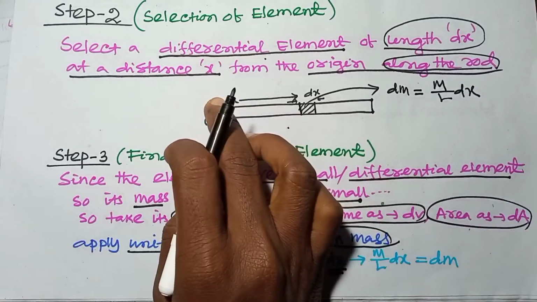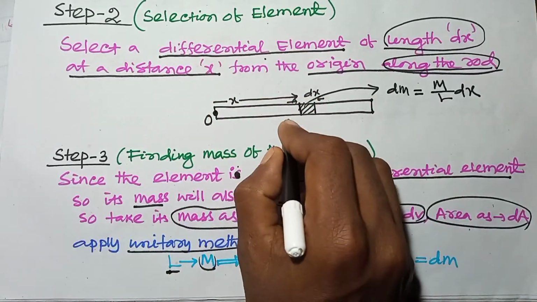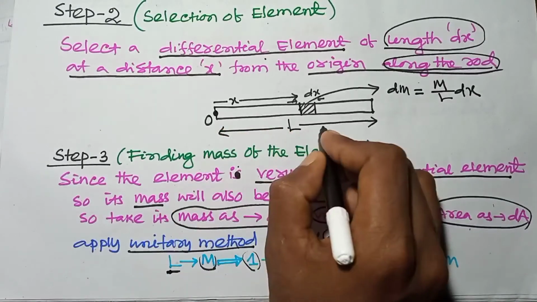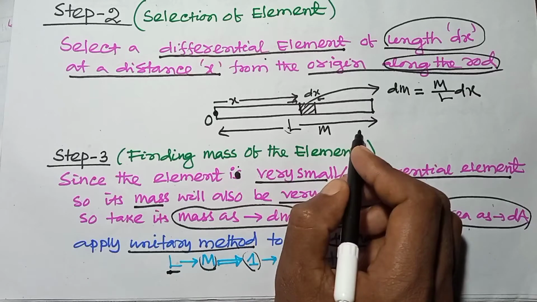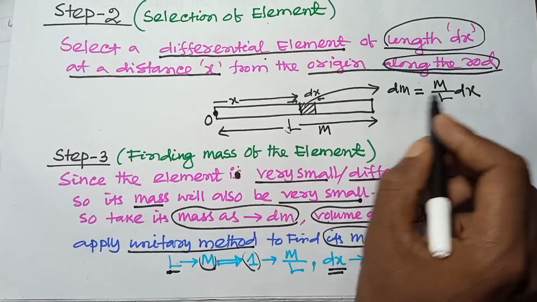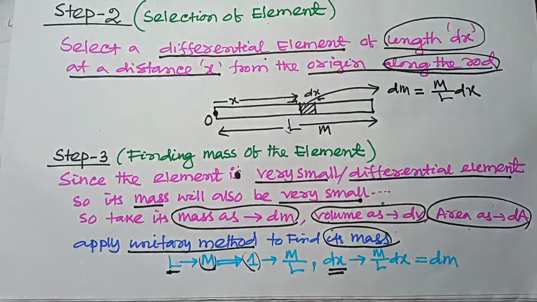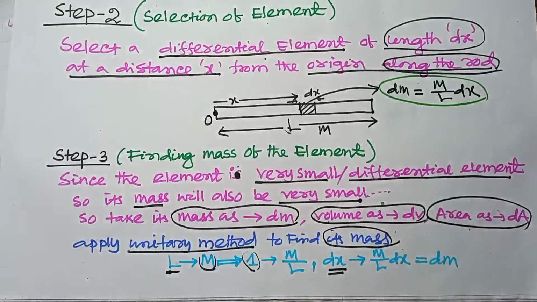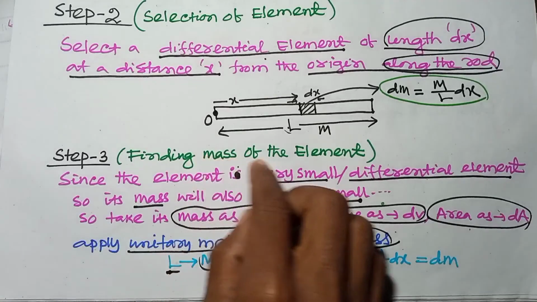Since this rod's length was L and the total mass was M, L length has a mass of M, so unit length will have a mass of M upon L, so dx length will have a mass of M by L into dx, and that is nothing but the dm. So this is very important. This is step number 3. In step number 3 you have to find out the mass of the element.